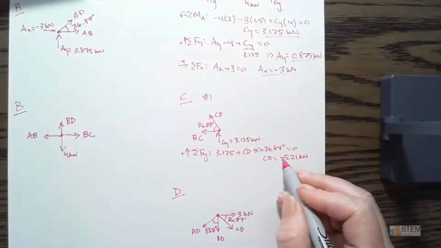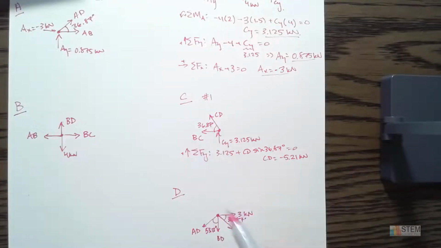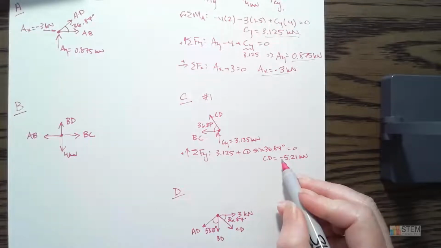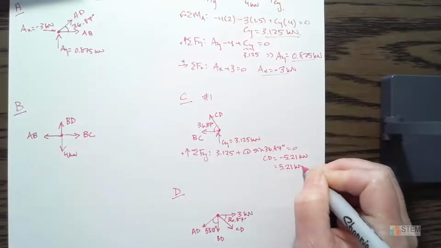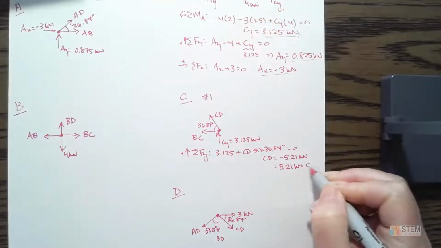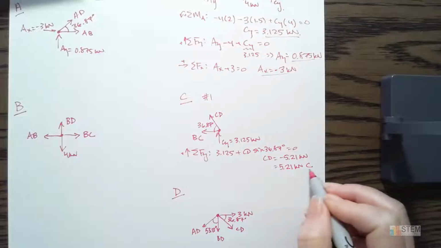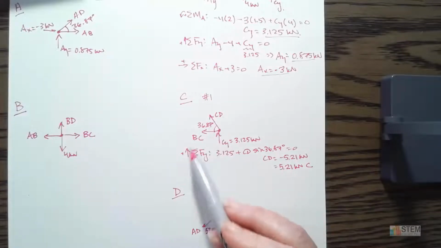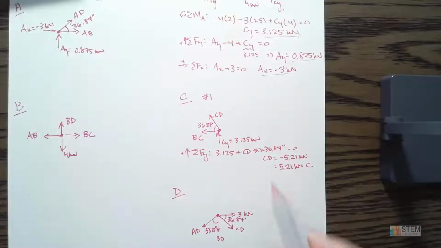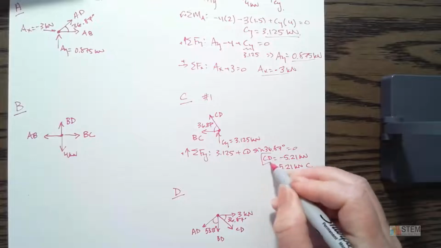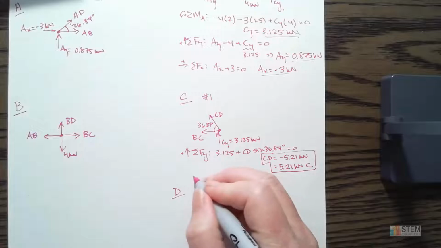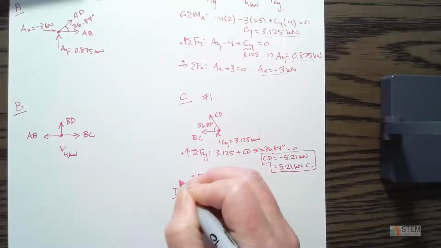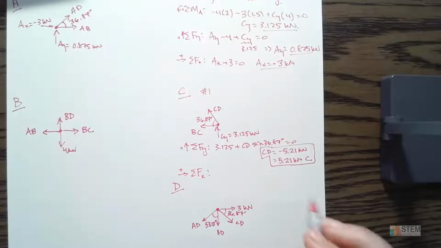All right, now the negative here, since we drew everything going out of the joint, the negative tells us this is compression. Some books will just put 5.21 kilonewtons with a C out to the right here, meaning compression. If you draw the forces going out of the joint, then anytime you get a negative, you automatically know it's compression. And I'll draw a diagram at the end, and you can see why that is. But for now, negative means compression. Positive will be tension. And I'll show you why in just a second.